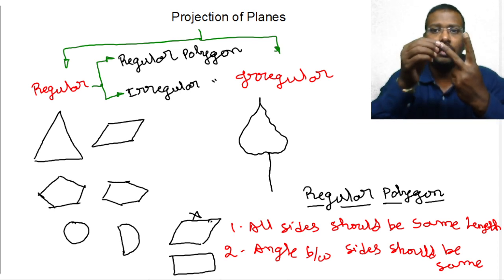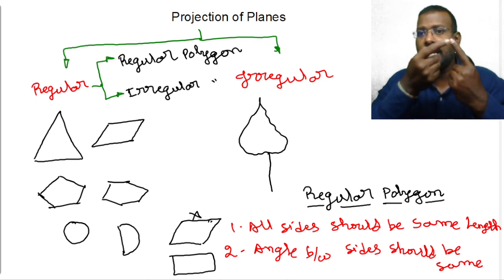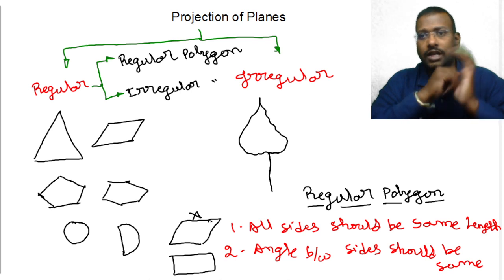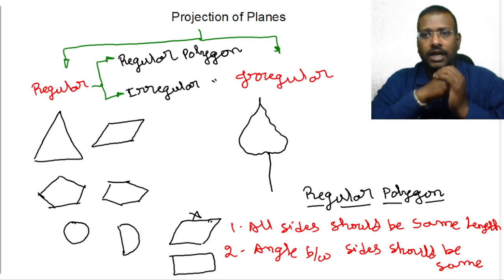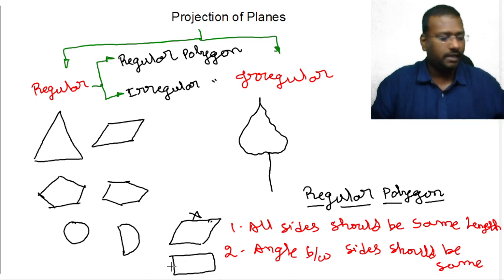One is all the side lengths should be the same, and another is the angle between adjacent sides should be equal for all edges we consider. So these two we have to remember. Good. Sir, what is the classification of these planes?